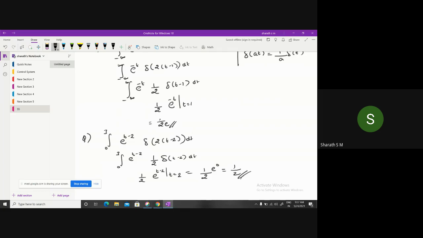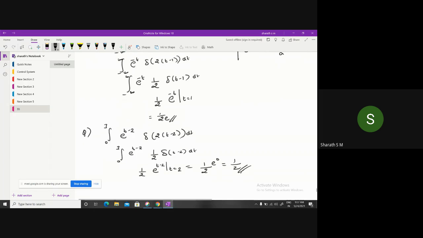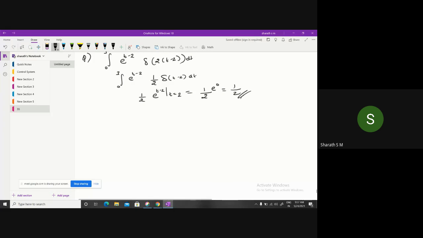To the next question. Find and sketch the first derivative of the following signal.